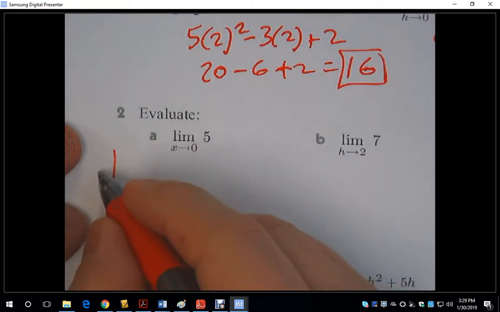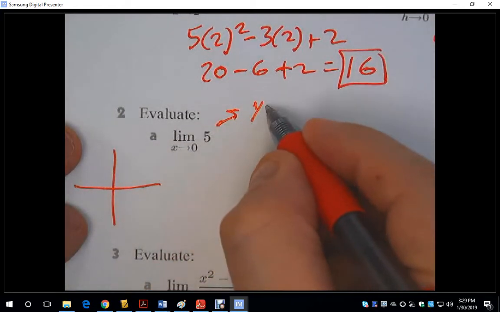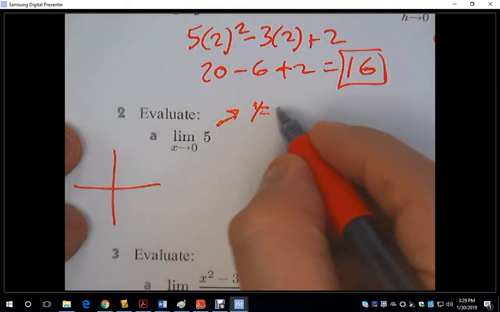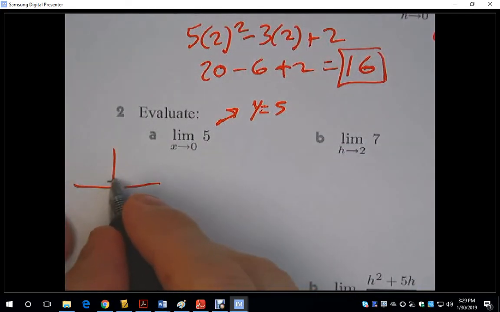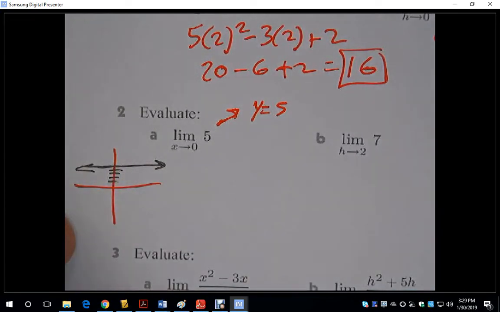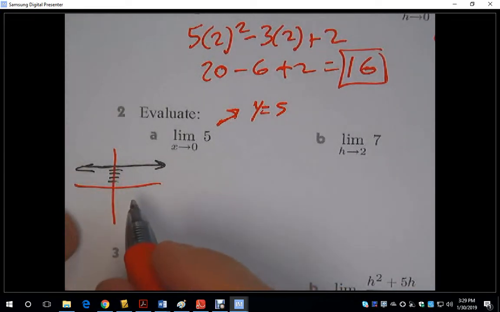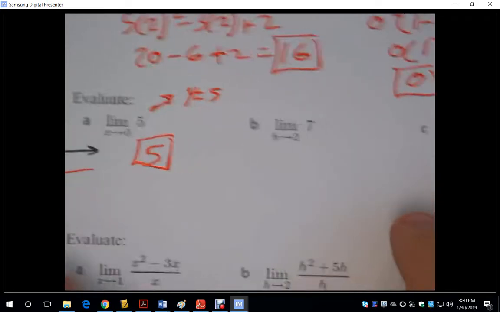This function, I can think of it as y equals 5, which means that my function is going to look like this. So when x approaches 0, then our y approaches 5. So I get 5.